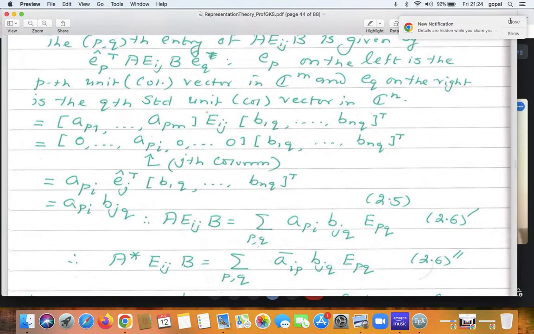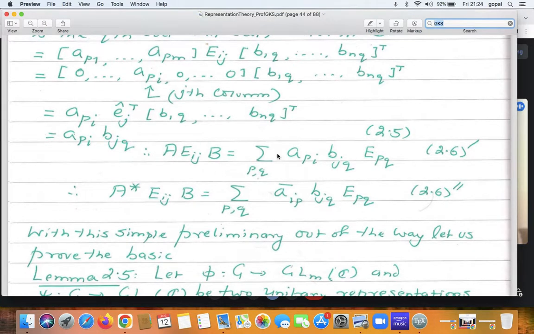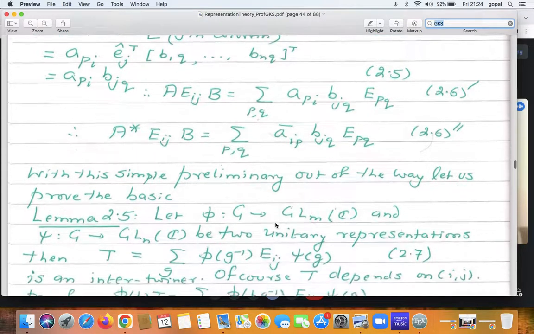Okay, so this is 2.6 prime. And now, what about A star E_ij B? When I do the star, I just have to switch the indices here and put a complex conjugate. With this simple preliminary out of the way, let us prove the basic lemma.